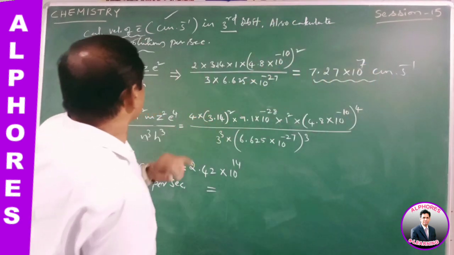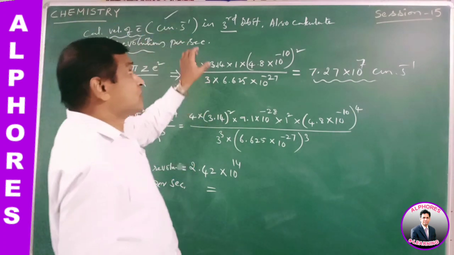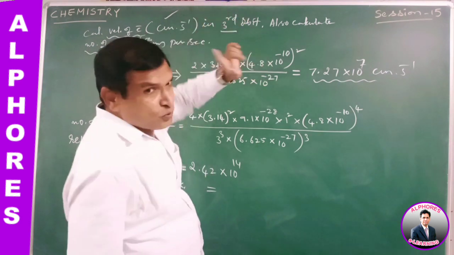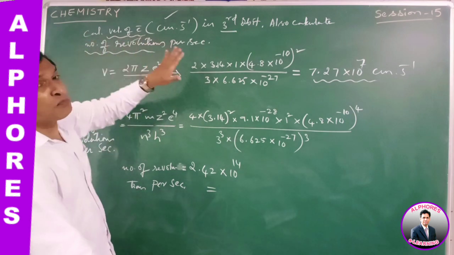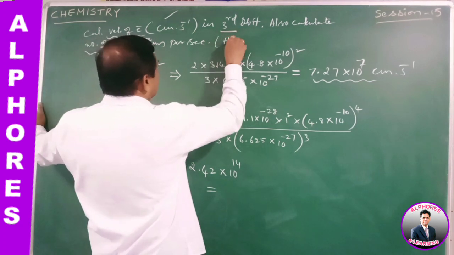Once again the question: calculate the velocity of the electron in centimeters per second in the third orbit of the hydrogen atom, and also calculate the number of revolutions per second in the same hydrogen atom only.